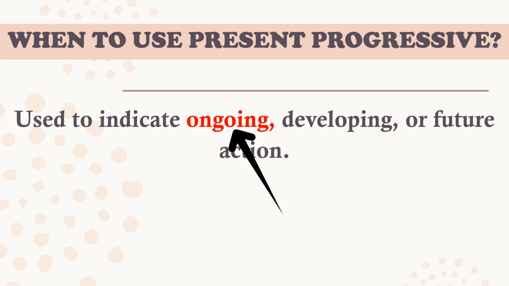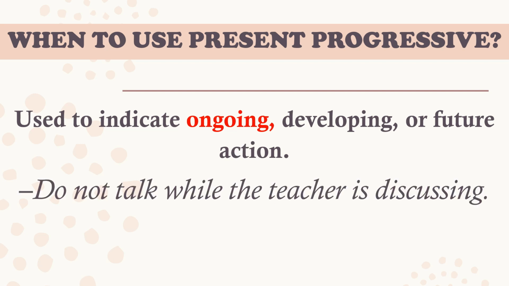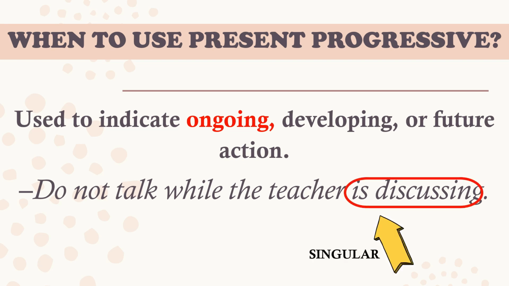Now, let's have an example denoting an ongoing action. Do not talk while the teacher is discussing. Here, there is a discussion happening inside the classroom because the teacher is discussing. The action is ongoing.